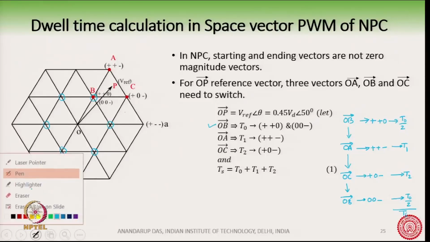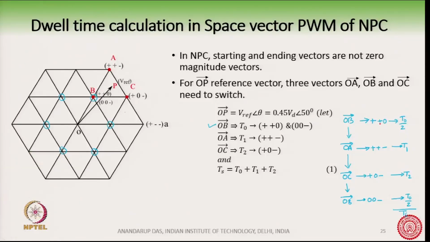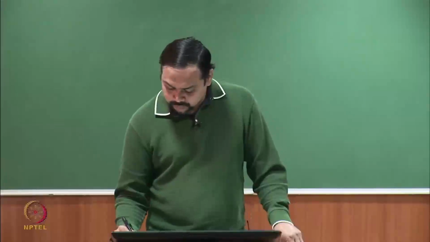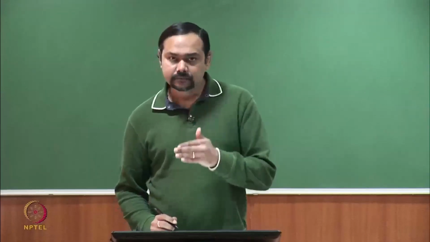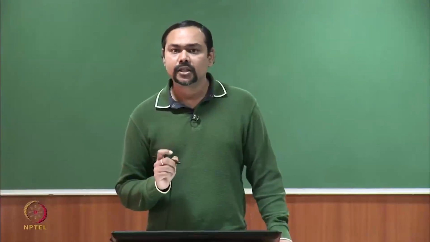Note that this transition from here to here has only one change of state of one phase. So plus plus 0 to plus plus minus, only C phase is changing from 0 to minus. So there is only one switching transition. Similarly, from here to here and from here to here, there is only one switching transition happening. So this is how the vectors will be switched.